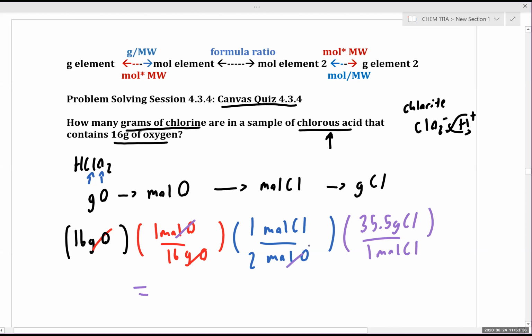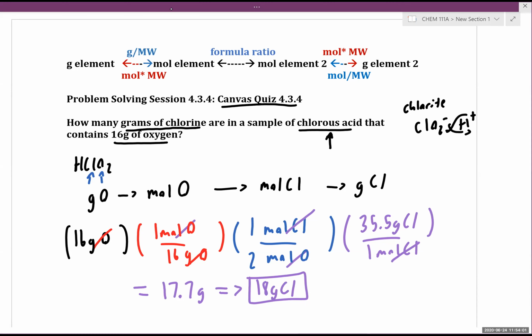So moles of oxygen cancels, moles of chlorine cancels. And if we enter this into our calculator, we have 1 over 2 times 35.5. And that in turn gives us 17.7 grams that we in turn round to 18 grams of chlorine.